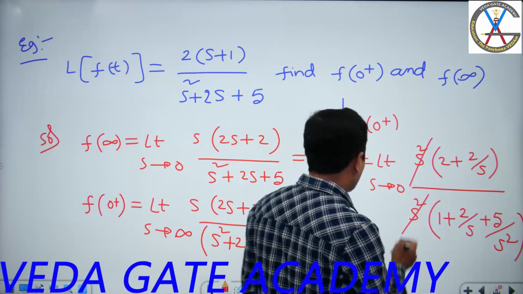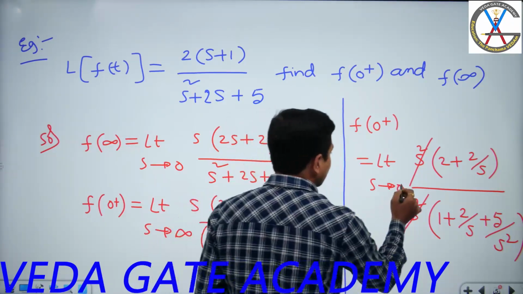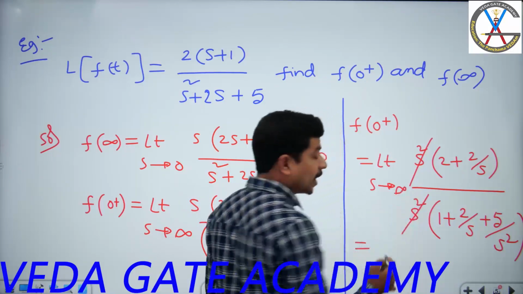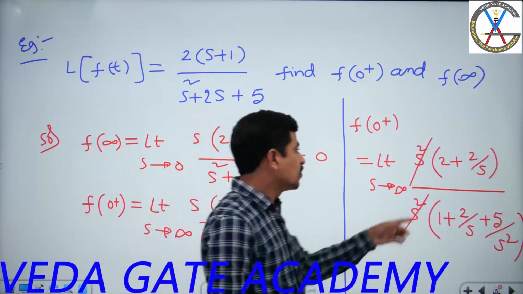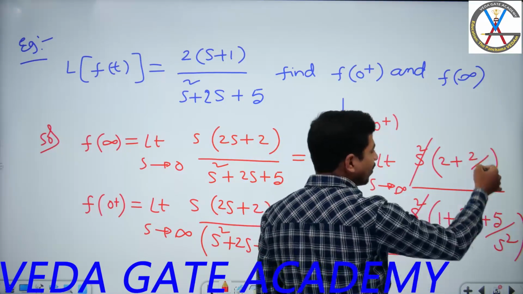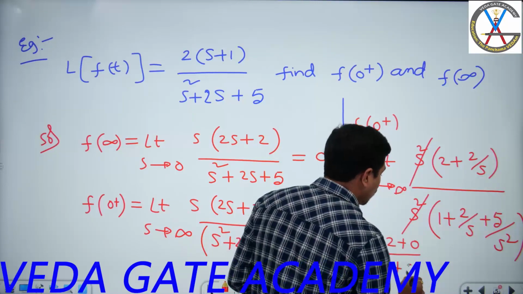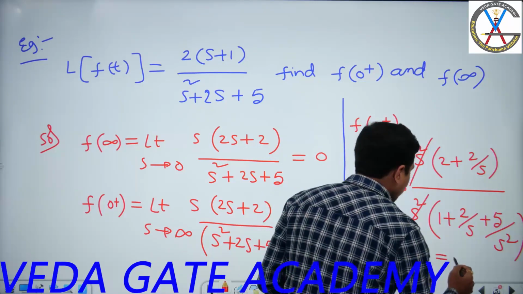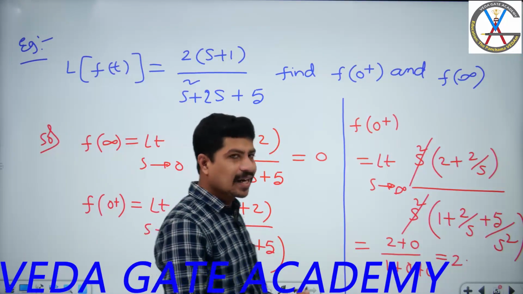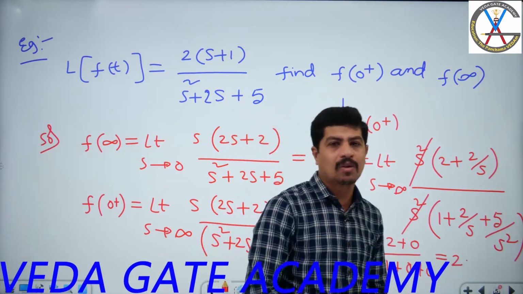Put s equal to, not 0 please, infinity, because we are applying the initial value theorem, not the final value theorem. Initial value theorem means in the S domain it should be infinity. If you substitute infinity, how much are you going to get? 2 plus 0, because 2 by infinity is 0. 1 plus 0 plus 0. How much is it? 2. The answer is 2. This question was asked in the GATE 1995 EC paper for 1 mark.